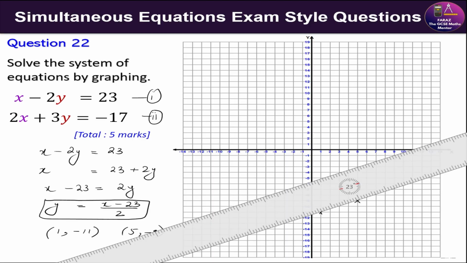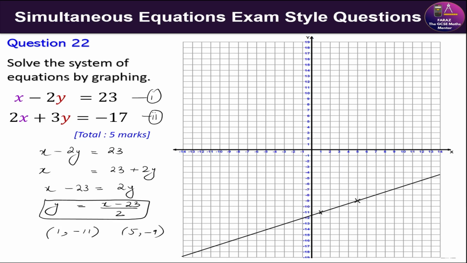Alright, now join these two coordinates to form a line with the help of a ruler. We can do it like this. So this line has the equation x minus 2y equals 23. Now we have to plot the second line, 2x plus 3y equals negative 17.